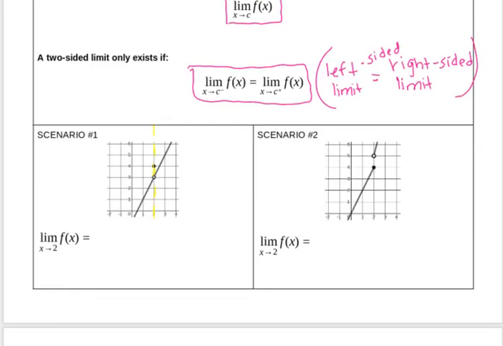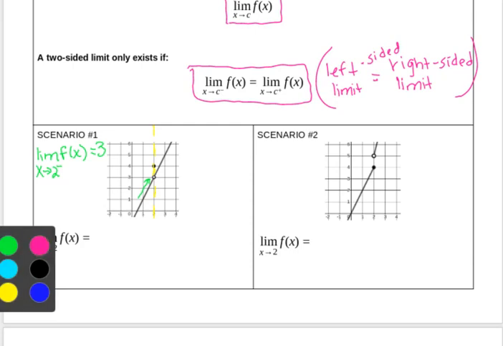So let's look at that left limit. So from the left side, as we approach 2, let's go ahead and write our limit notation. So the limit as x approaches 2 from the left of f of x, it looks like the function is heading towards 3. So there's our left-sided limit.